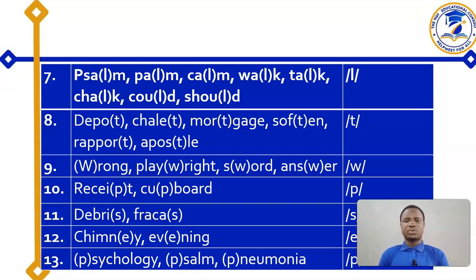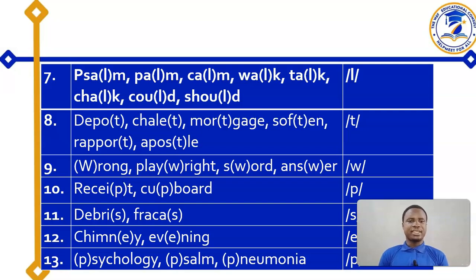The next one is where W as a letter is present in words, but W as a sound is absent, as in the word wrong. Playwright, sword. Don't forget, all these were even given in the class session where we were looking at each sound and their realizations. Answer. The W as a letter is present, and W as a sound is absent.